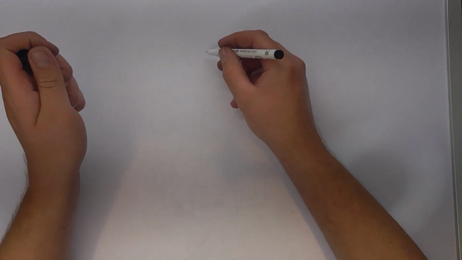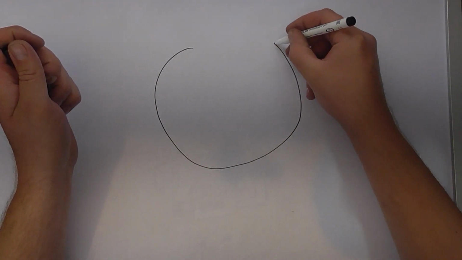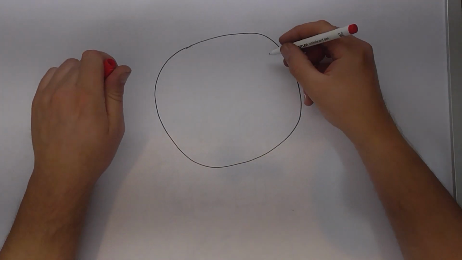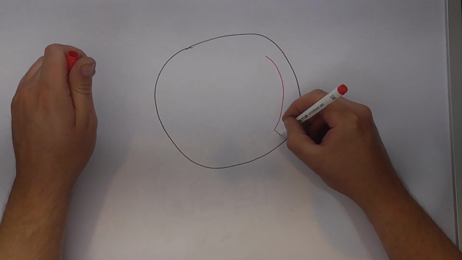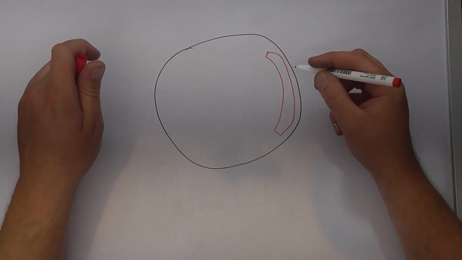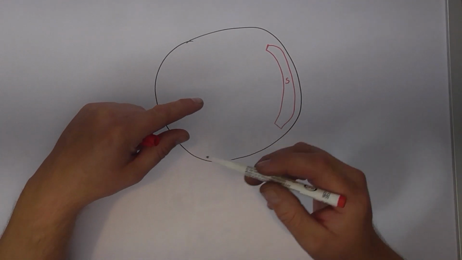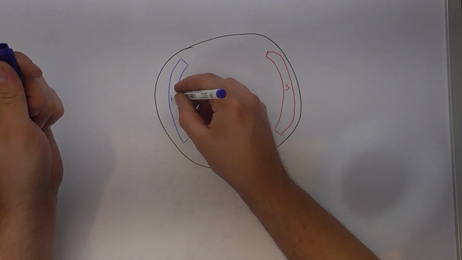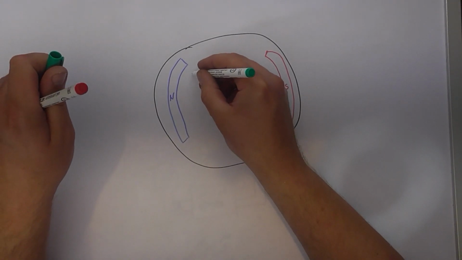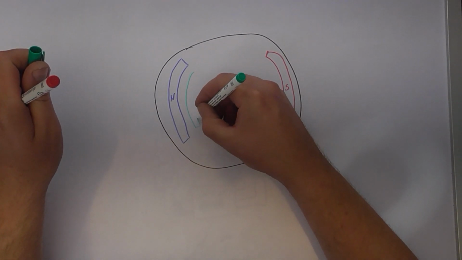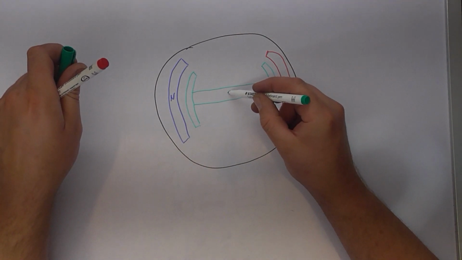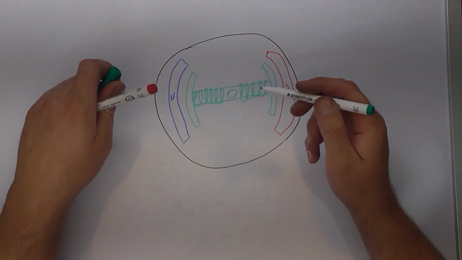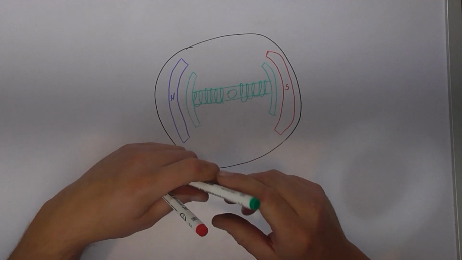So how does the motor look? If this is the motor case, we have the magnets. This will be the south polarity magnet, and this will be the north. Inside we have the rotor. On the rotor, this is a shaft, and we have some windings. And the windings are connected with the commutator.